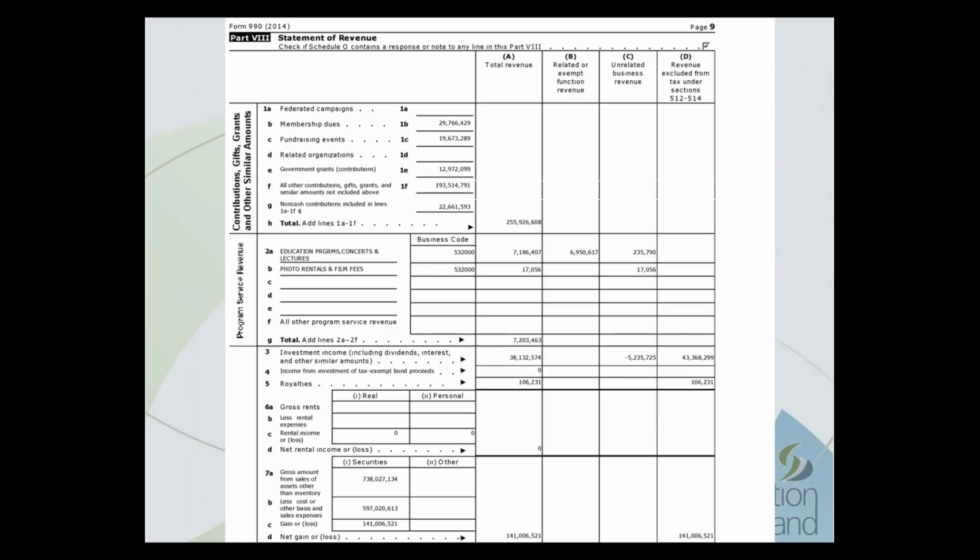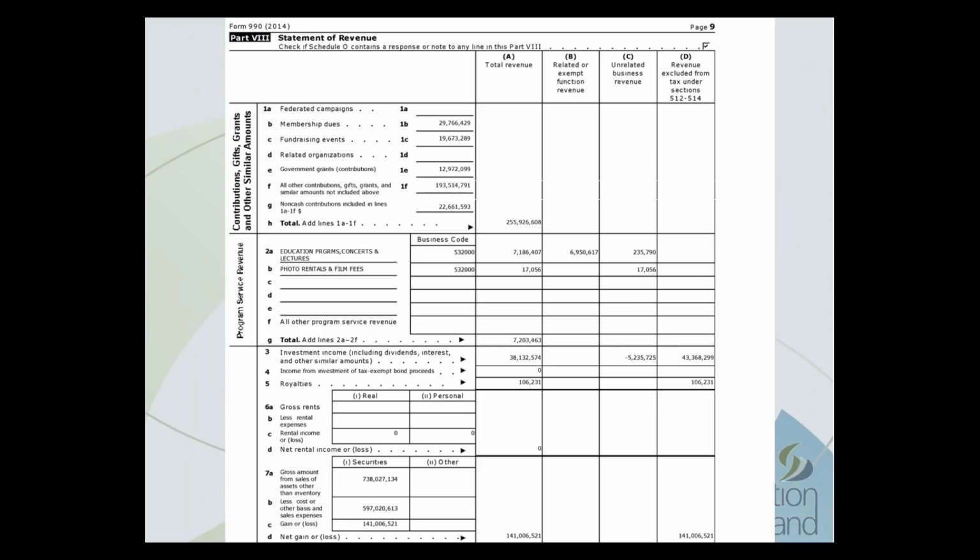Then we also see that they bring in money from concerts and lectures and photo rentals and film fees. Next one's interesting because they have investment income. If we go down to line 3, below the program service revenue, line 3, investment income of $38 million, which is really nice. Don't we all wish we had $38 million in investment income?